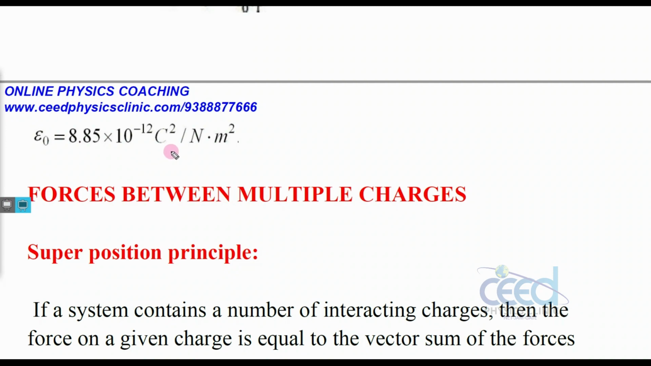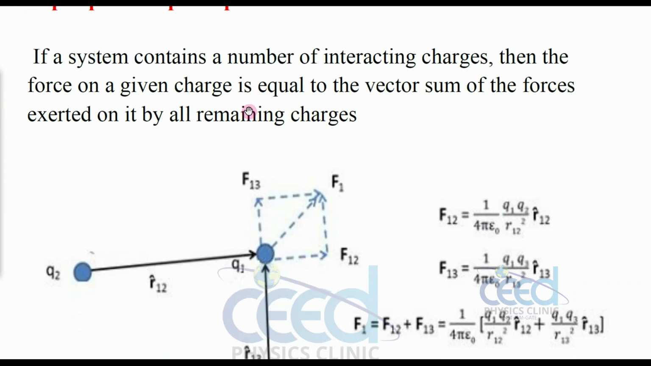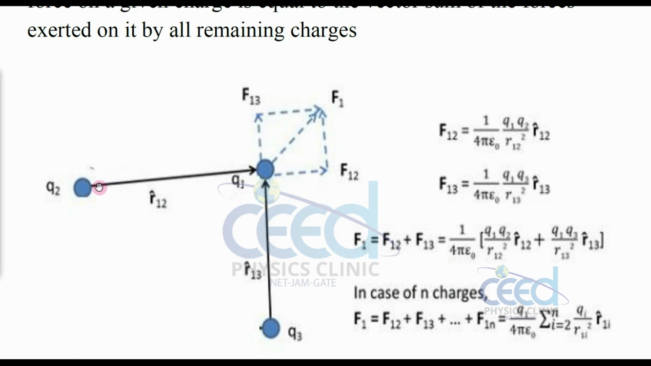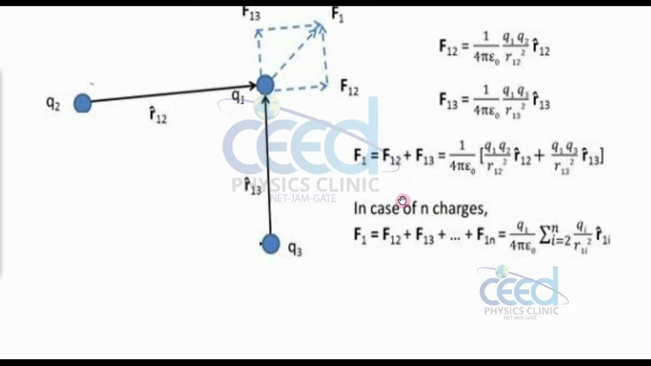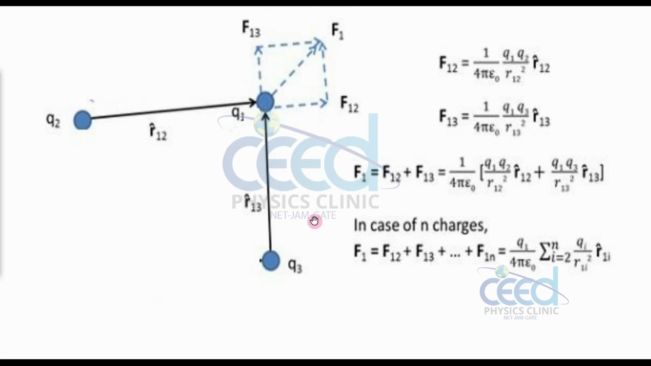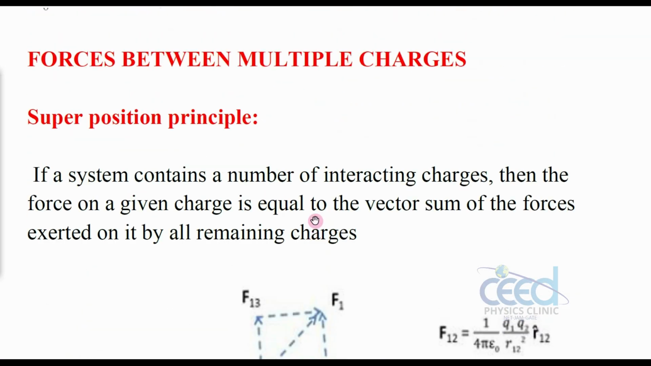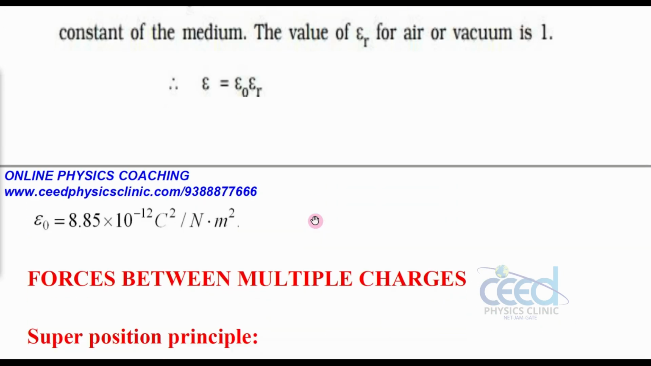Now let us go to the main board. So here I have shown the derivation. This is F12, this is F13 and this is F, and F is equal to F12 plus F13, and you may write it like this. So this is the resultant force acting on it.